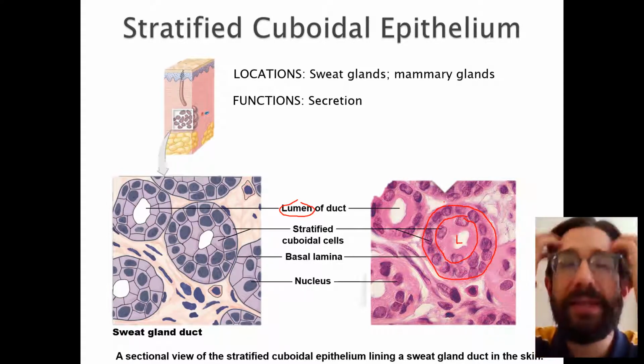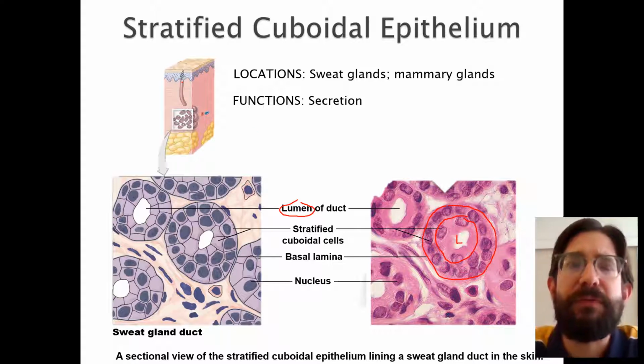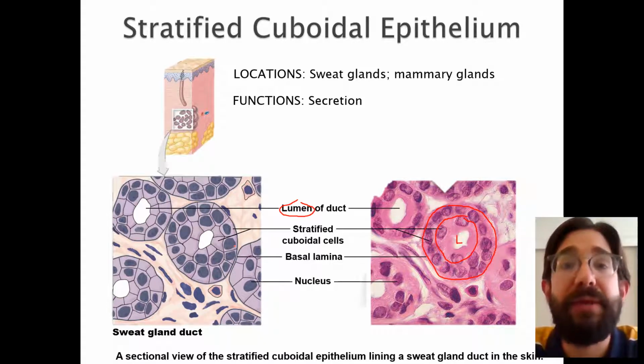And you'll see these in sweat glands and in mammary glands. And as I mentioned already, these cells are not just forming the tube shape, but they're also secreting the sweat or secreting the milk into that tube.